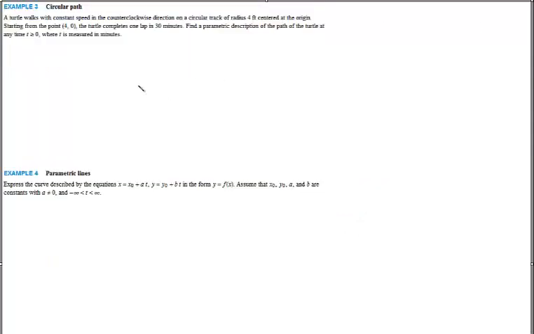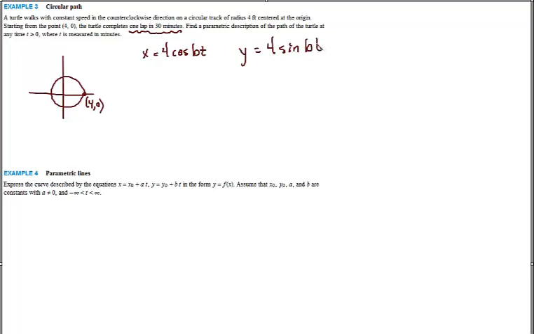In example 3, we're looking at a turtle that is walking counterclockwise, starting at the point (4, 0). That's convenient. We just did one like that. But we need to make sure that we have the correct angular frequency in here, and that is related to this one lap in 30 minutes. So first up, I know that x equals 4 cosine of that angular frequency times t, and y equals 4 sine of that angular frequency times t.